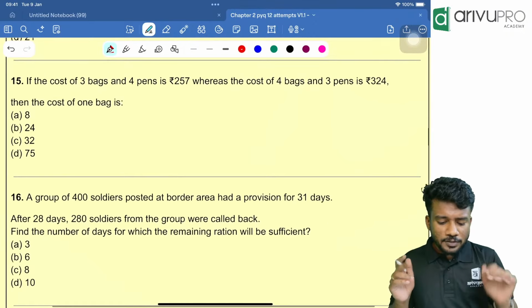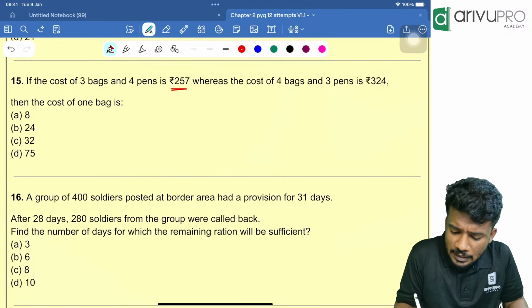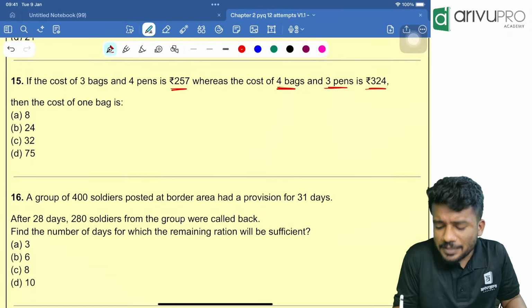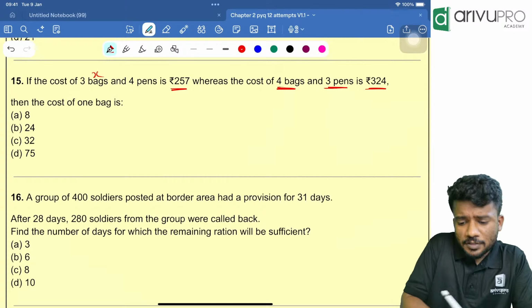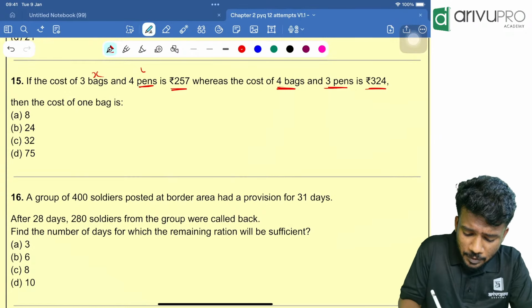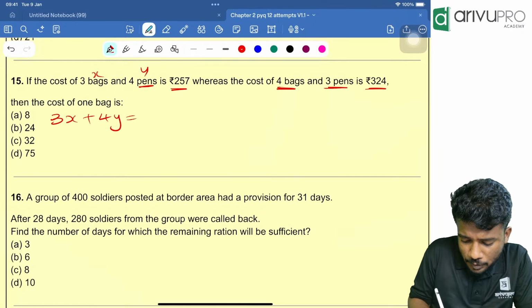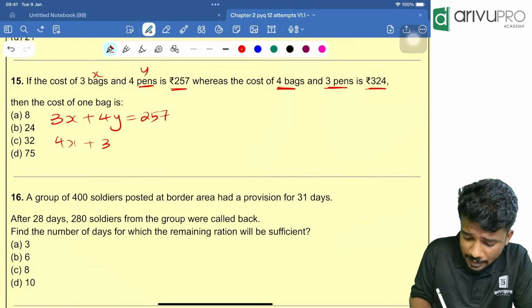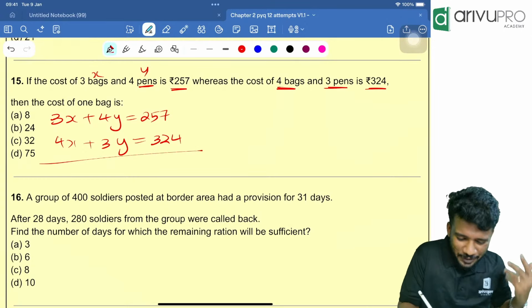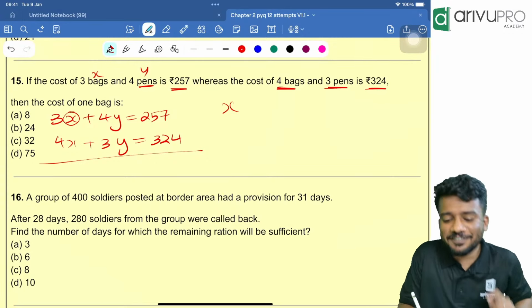If the cost of 3 bags and 4 pens is 257, then the cost of 4 bags and 3 pens is 324. I'm going to tell you a shortcut here. Let the cost of 1 bag be x and the cost of 1 pen be y. That means 3x plus 4y is equal to 257. Then 4x plus 3y is equal to 324. People, I'm going for the shortcut directly. What do you need to find? We need to find the value of 1 bag, x.